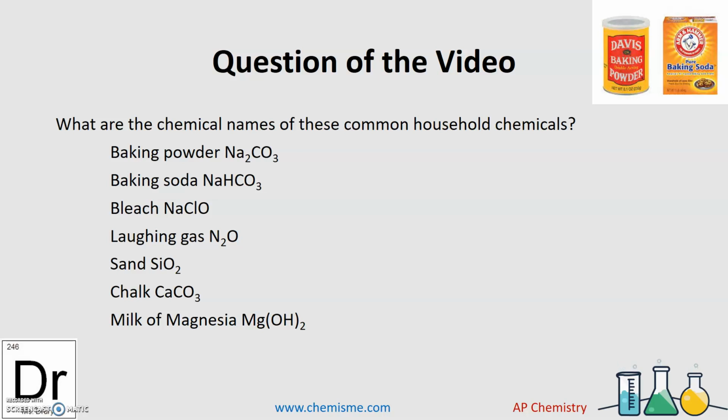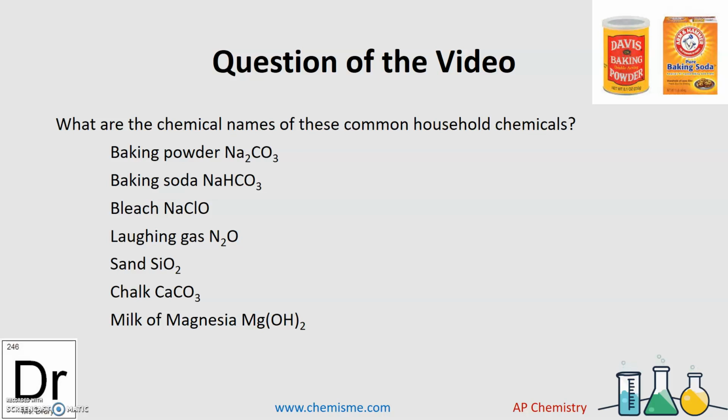So last, back to the question of the video, what are these names? I'm going to call that one first baking soda, sodium carbonate. And in baking soda, I'm going to call it sodium bicarbonate. There's a big difference in the two. One has 2 sodiums and one has a sodium and a hydrogen.